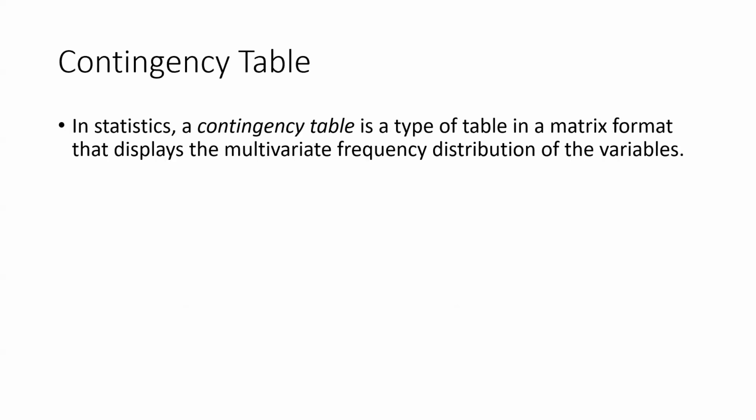Now we're going to get into the bulk of this particular lecture, and that is the contingency table. If you've ever reviewed research, performed research, or been a part of a research consortium in one way or another, you've probably encountered contingency tables. In statistics, a contingency table is a type of table in a matrix format that displays the multivariate frequency distribution of the variables.